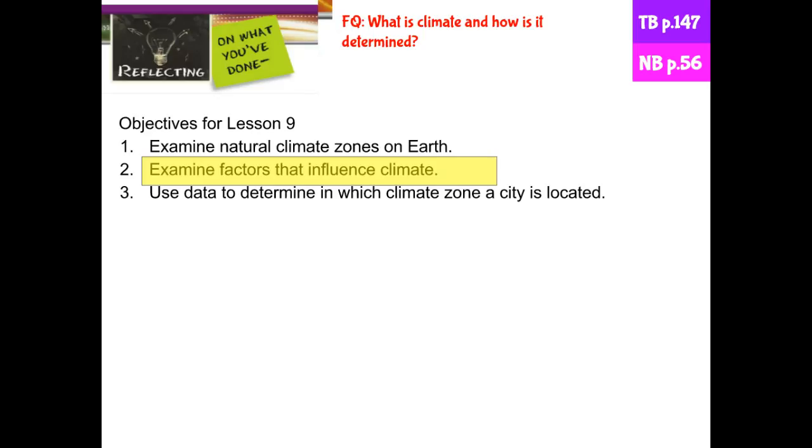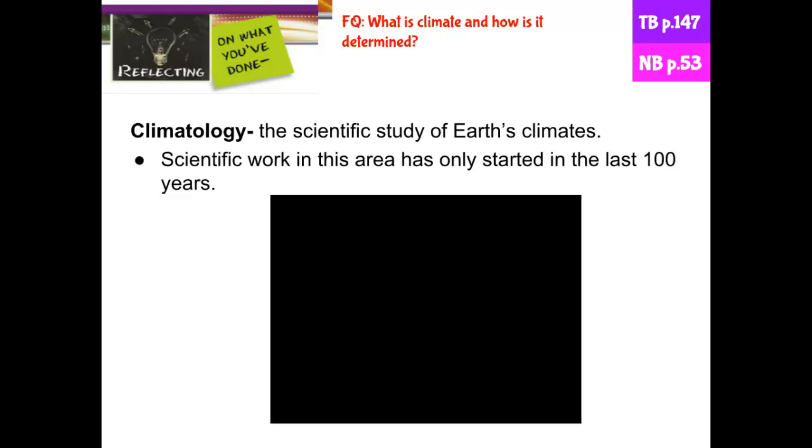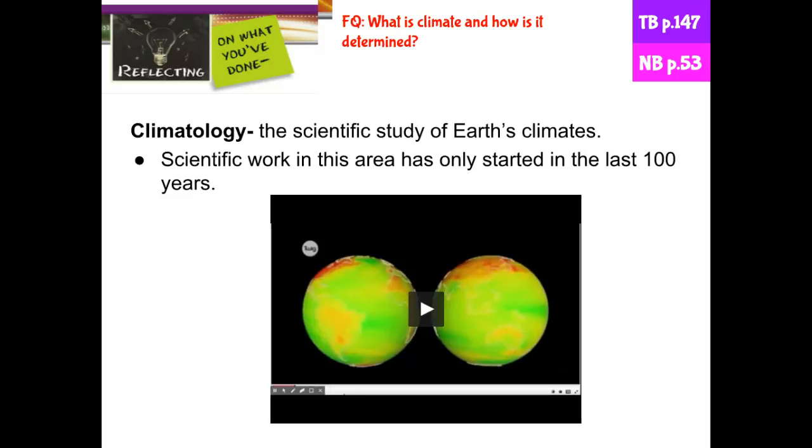For the reflection today, you're going to be examining different factors that influence climate. And before we start that, we do have a few vocab words to do. Climatology is the scientific study of Earth's climates. Scientific work in this area has only started in the last 100 years.